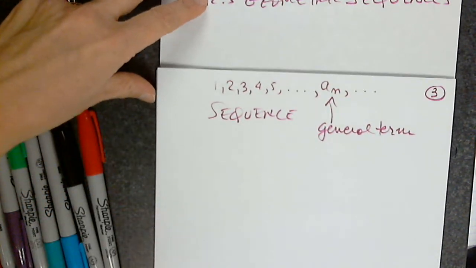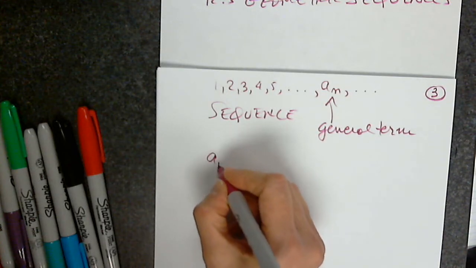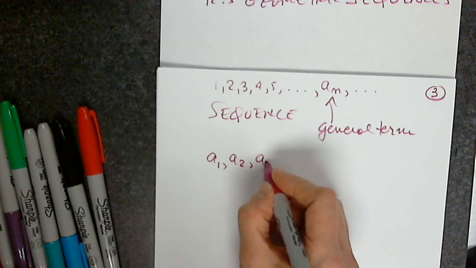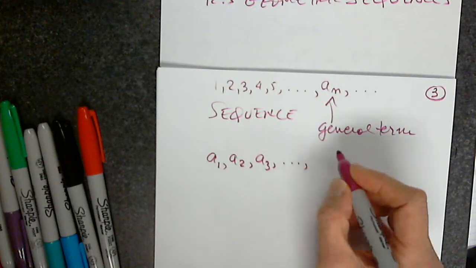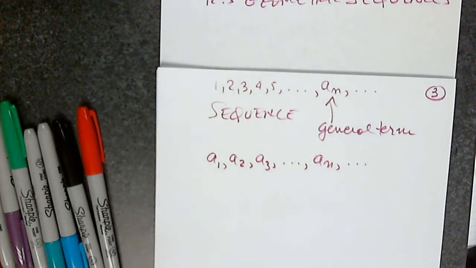Now, in general, a sequence is denoted in the following way: A1, A2, A3, dot, dot, dot, AN, dot, dot, dot, where, again, AN is a general term. Now, this was just an example of a sequence.